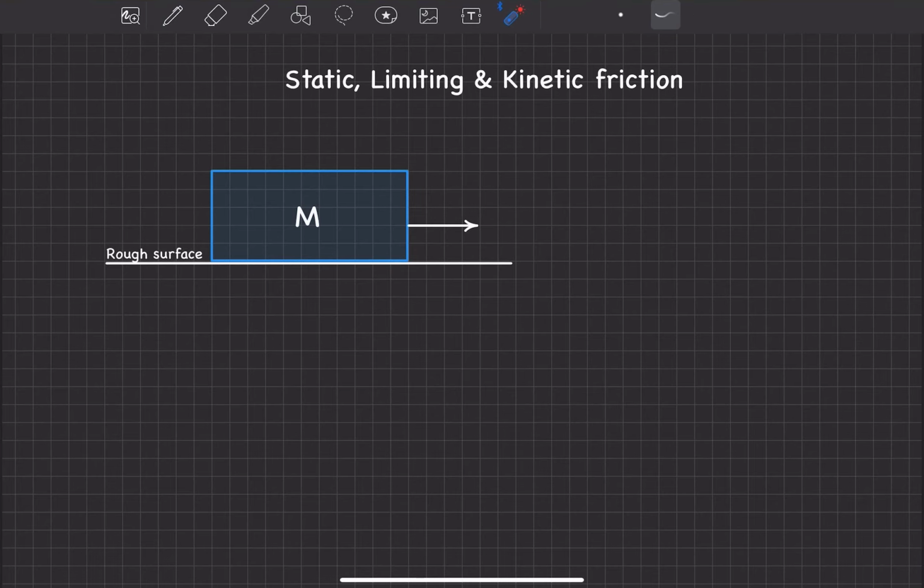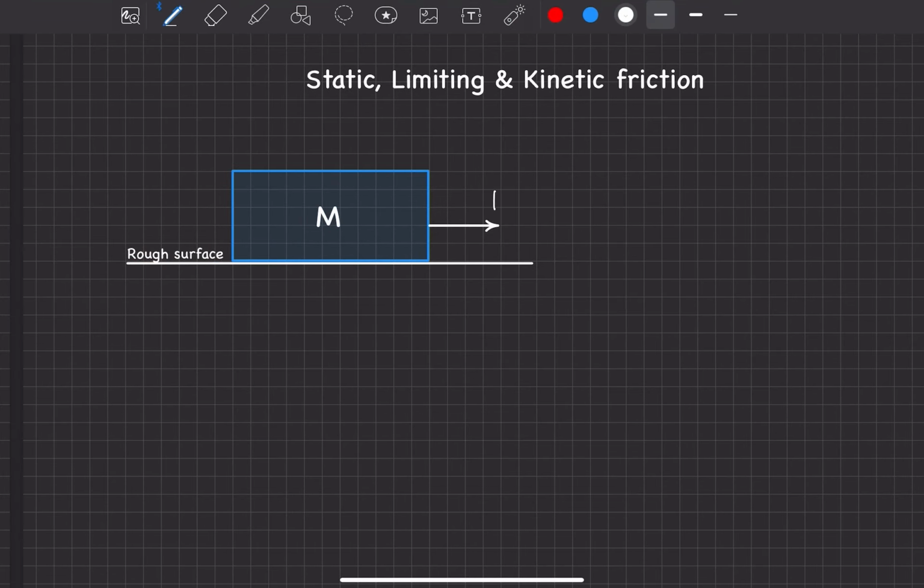In this lecture, we are going to talk about static, limiting and kinetic friction. Now to understand that, let's conduct a small experiment. Here we have a block of mass m kept on a rough surface, and it is being pulled by a certain force F.